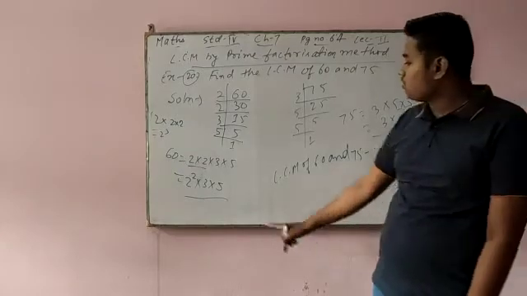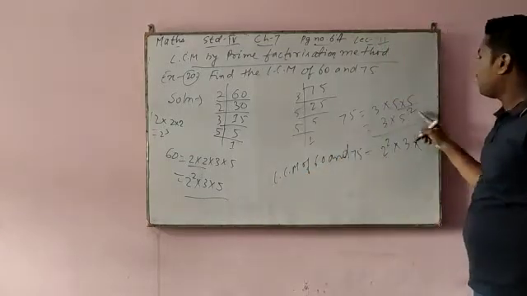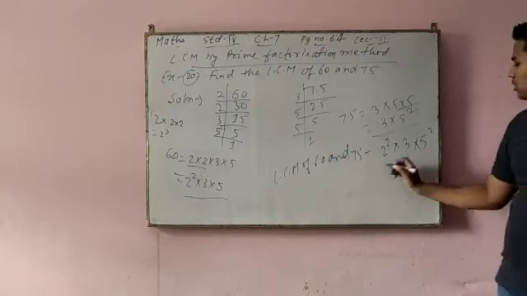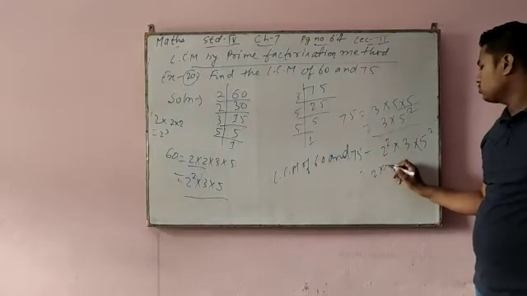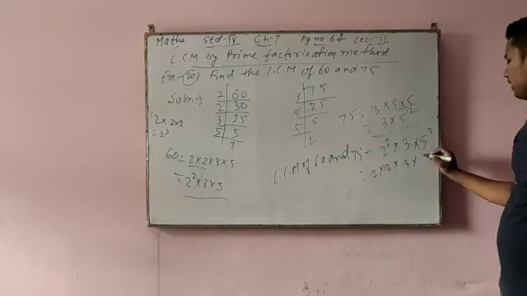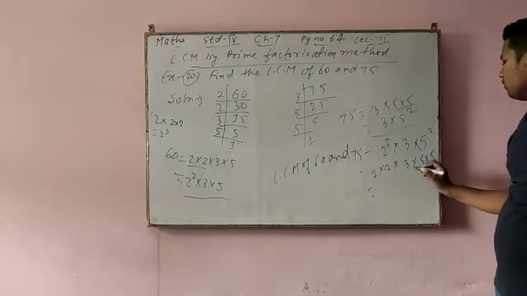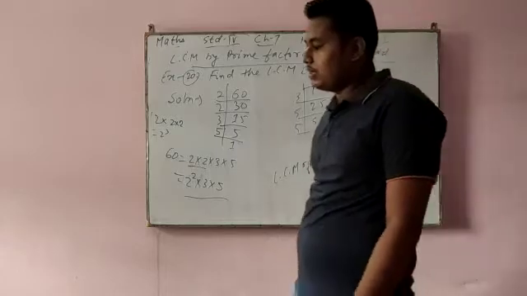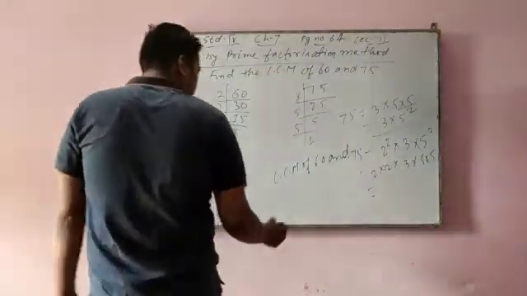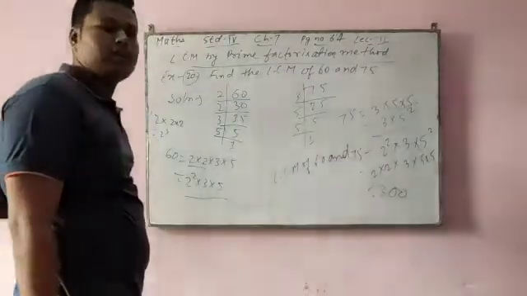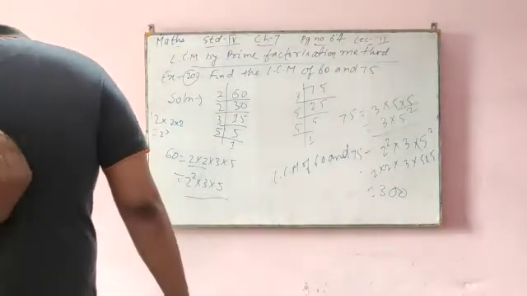Now see, here is 5, but here is 5 to the power 2, and the power is more, so you will take this 5 to the power 2. Now multiply: 2 to the power 2 means 2 into 2, then 3, then 5 into 5. 2 fours are 4, 4 threes are 12, 12 fives are 60, and 60 into 5 is 300. So the LCM of 60 and 75 is 300.